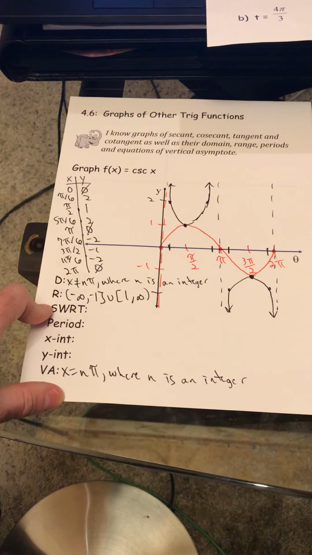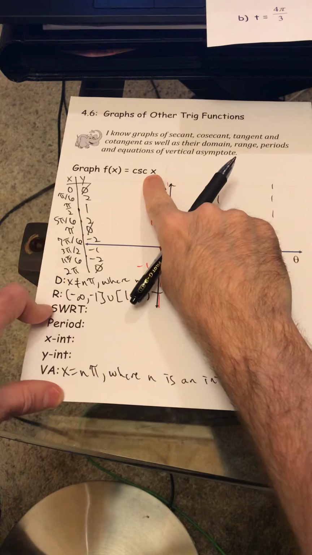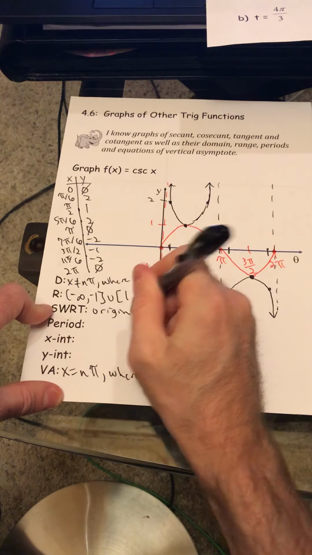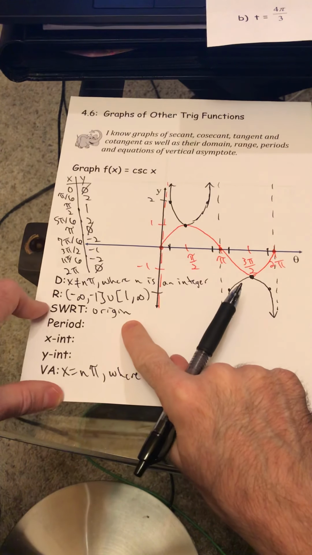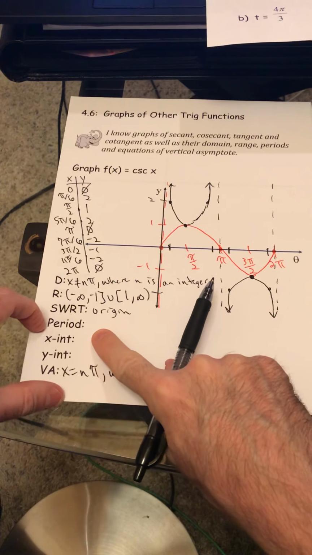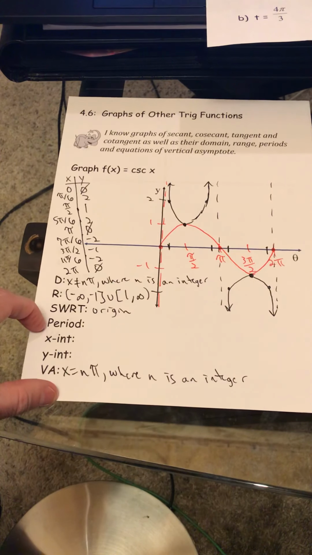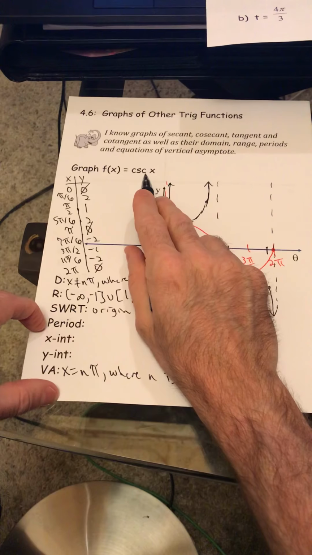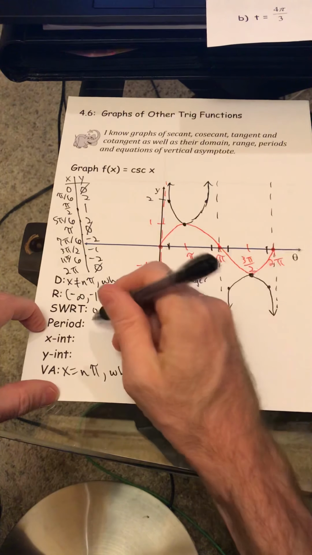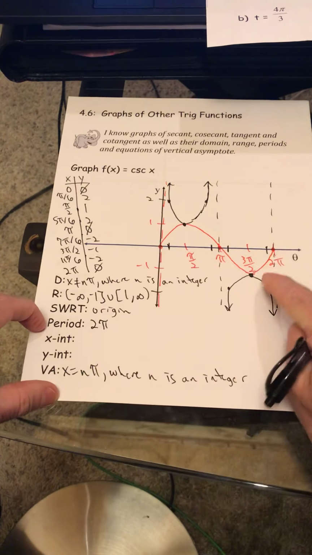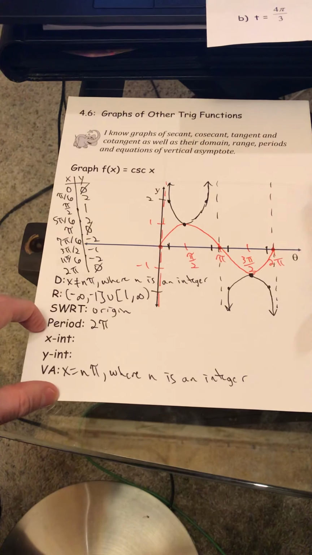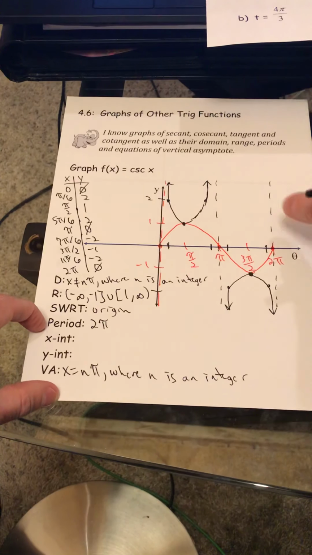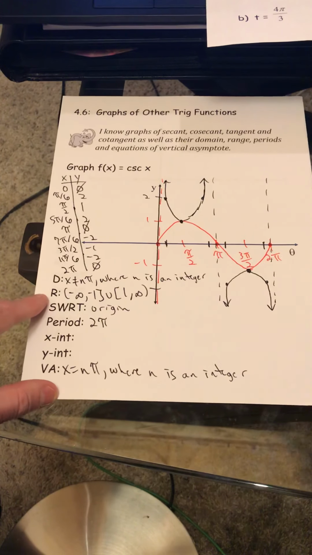Symmetry. Well, cosecant is the reciprocal of sine. Sine is an odd function. Any odd function is symmetric to the origin. The period. Well, the period of sine is 2 pi. The period of its reciprocal function, cosecant, is also 2 pi. That's why the next curve to the left is going to be down here. That's because it repeats every 2 pi.